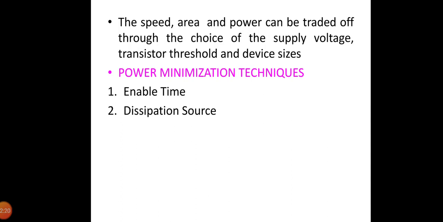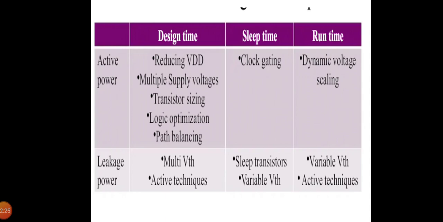And the next one is targeted dissipation source. Another classification of power management techniques concerns the source of power dissipation they address, that is the active power or leakage power. Lowering the supply voltage, for example, is a very attractive technique. It not only reduces the energy consumed per transition in a quadratic way, but also reduces the leakage current. On the other hand, increasing the threshold voltage mainly impacts the leakage component.